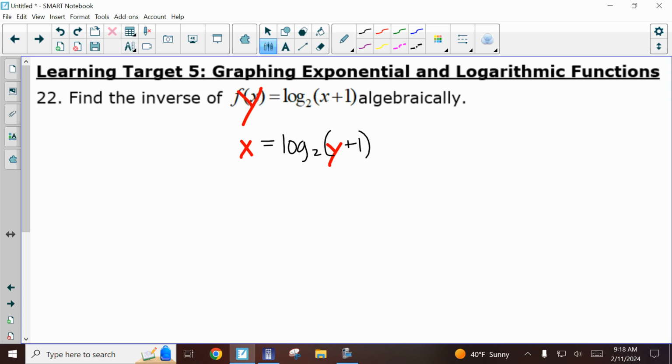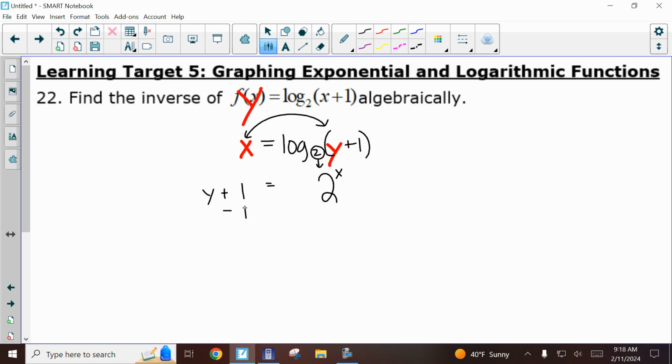So if I want to find the inverse, I've already switched the x and the y, and now I have to get y all by itself. Well, I can't do anything, so I kind of have to switch forms. So I got to take this 2 and make it big, and then I've got to flip-flop the two things. So this x comes over here, and then this y plus 1 comes over here.